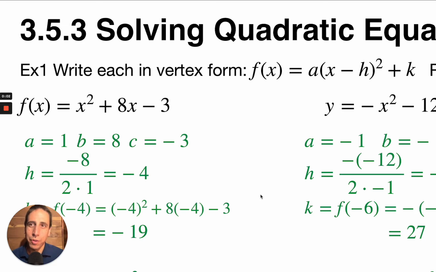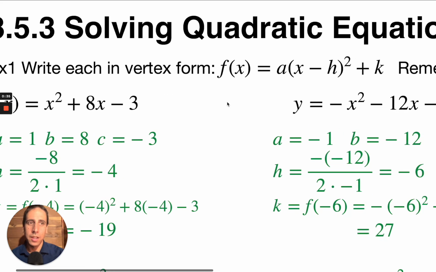This is section 3.5, day number 3 of solving quadratic equations by completing the square. The goal is to turn something like this, x squared plus 8x minus 3, this kind of function, into this kind of function. Remember, there's lots of value that comes from having a function in this format. You can see where the vertex is. It's going to be at h comma k. You can see the vertical dilation immediately. There's also plenty of information that we're going to be able to get out of standard form as well, but we want to be able to go back and forth between the two.